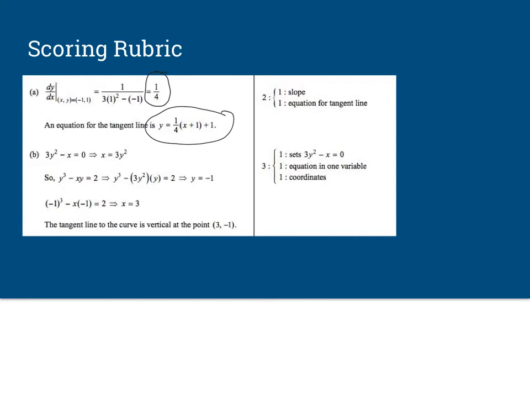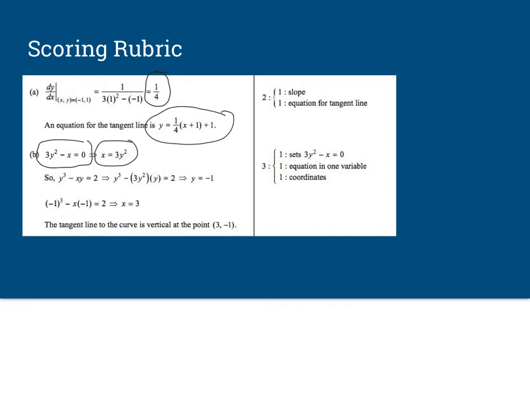And then you use that point to write your equation. And of course it's correct if you wrote y minus 1 equals 1/4 (x plus 1). Next, you have to find the coordinates for where the line is vertical. That means we look at the denominator. So we set the denominator equal to 0. And now we solve for x. x is the easiest variable to solve for. So x equals 3y squared.